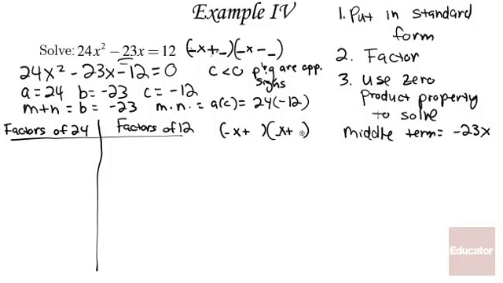So I'm going to need to try my possibilities. And using FOIL, my first terms, I multiply them, I'll get 24x squared. My outer terms plus my inner terms need to equal negative 23x. And then my last terms, negative 12. So I can check this. I can check my combinations by checking these terms. Now, factors of 24 and factors of 12.